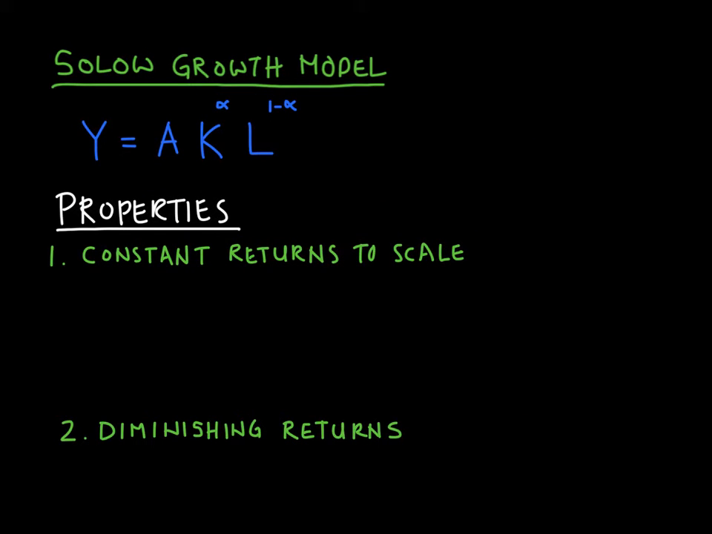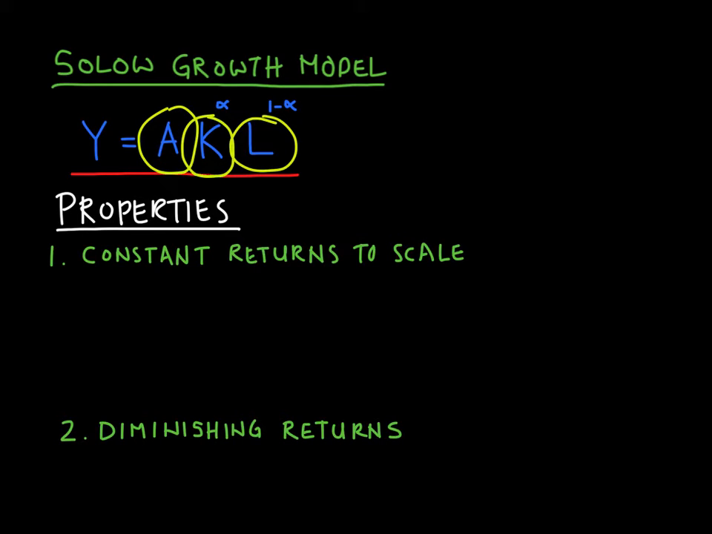The approach of the Solow growth model is to look at a very particular equation, which is right here: Y equals A times K to the power of alpha, L to the power of 1 minus alpha. This is a Cobb-Douglas production function, where A represents technology, K represents capital, and L represents labor. And this alpha up here is the proportion of output that can be attributed to capital, and 1 minus alpha is the part of output that is attributed to labor.